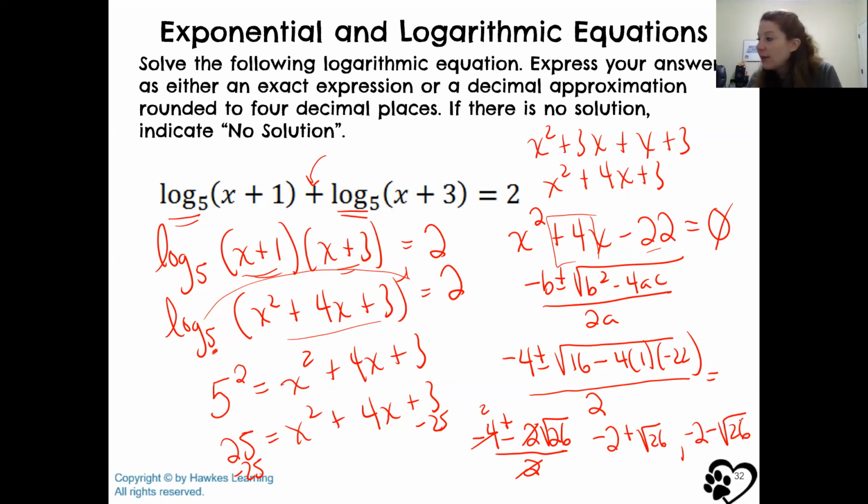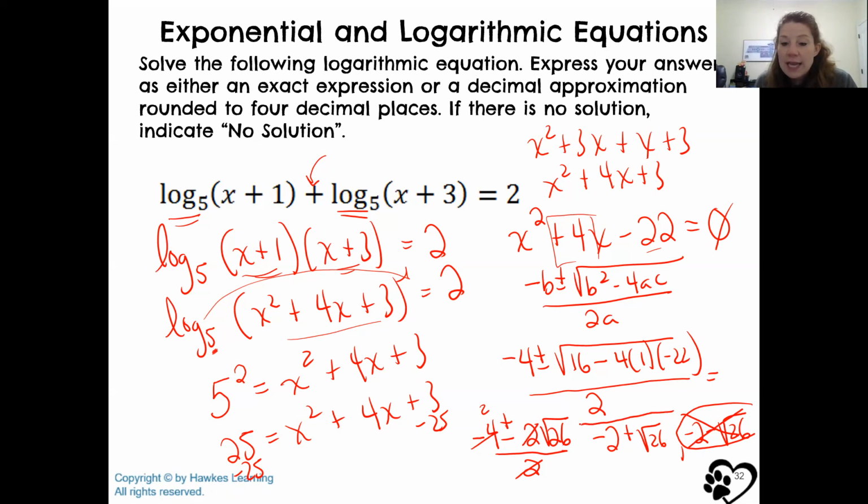Well, if you try to find the logarithm of 0 or a negative number, it's undefined. So I bet you one of these gives us a negative answer. So I'm going to type them in. Negative 2 plus the square root of 26 is equal to a positive number. It's positive 3.099. The other answer is negative 2 minus the square root of 26, and I get a negative number. So if you end up with a negative solution, you have to get rid of that because you're not allowed to find the logarithm of a number 0 or less.